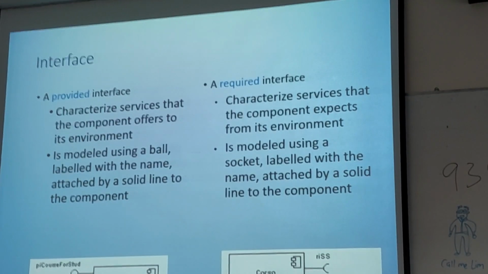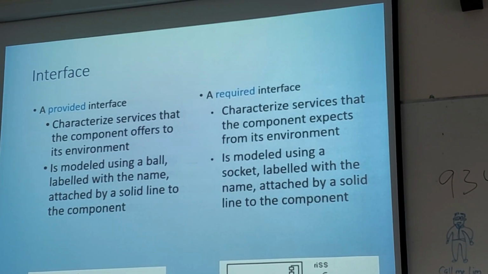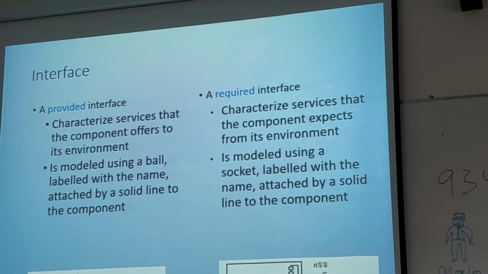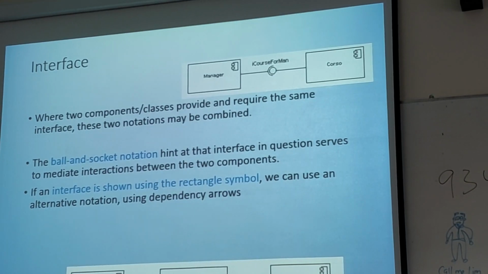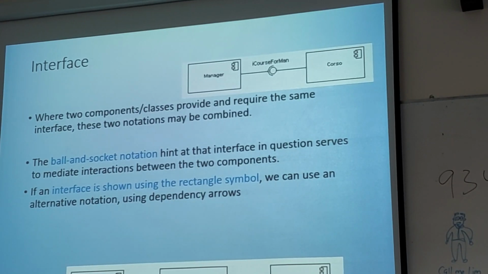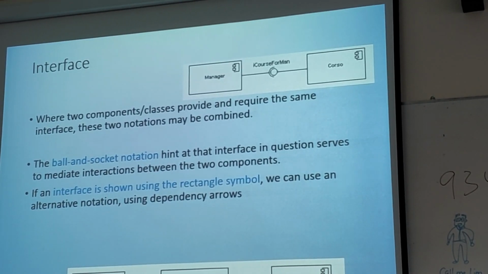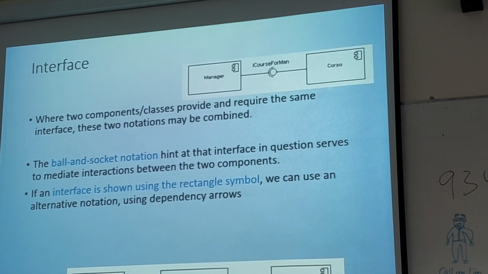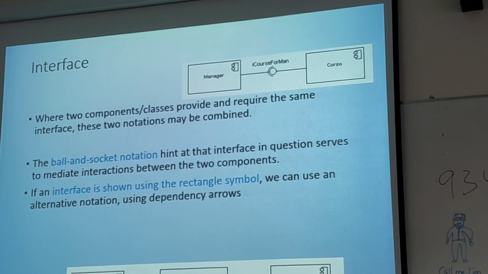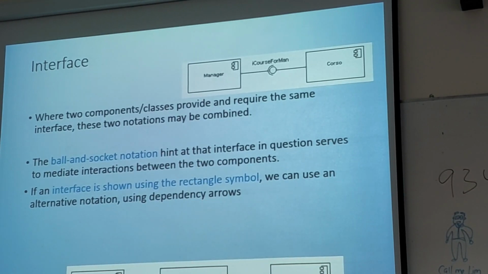To show the provided interface and the required interface. Hopefully you still can recall what is provided interface and what is required interface. So this is how we make use of the interface. Okay. So now you can see the upper and the bottom one. Upper one is using the lollipop and the half circle. If those tools do not have this notation, if you want to use the rectangle to represent the interface, you can draw in this way.